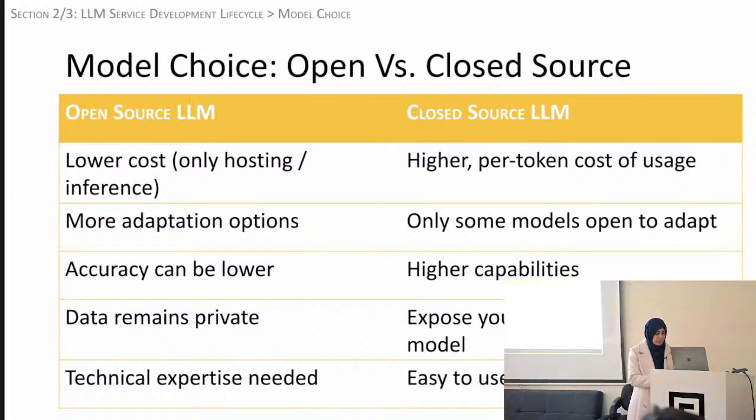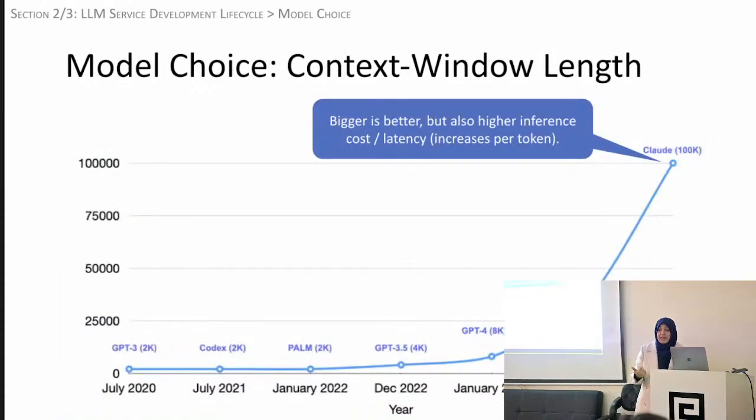Closed source ones are much easier to use. So again, based on your specific requirements, you would make a choice here. The final thing that you would choose on is the context window length. And anyone who's used an LLM would be familiar with this.